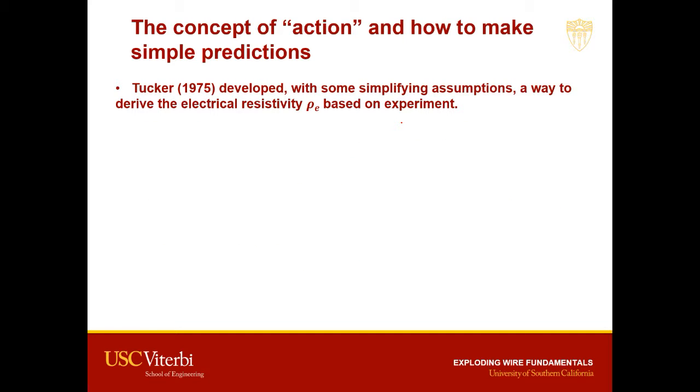So the researcher Tucker developed in 1975, with some strong simplifying assumptions, a way to derive the resistivity of the wire, which is required to derive the resistance of the wire, right? The resistivity of the wire changes as the wire changes, and he wanted to predict the resistivity based on his experimental data. So he came up with this concept of action, represented by the letter G, and the resistivity is supposed to be a function of this action.